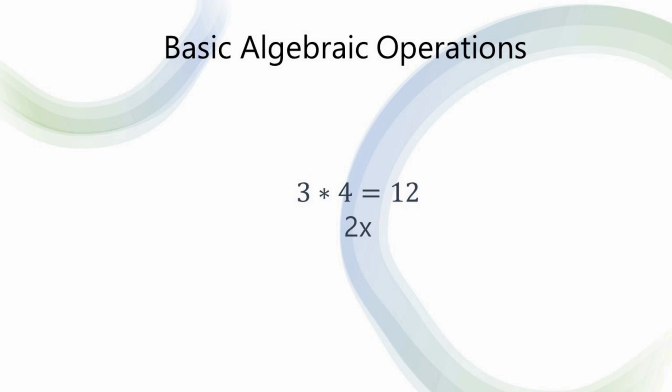In algebra, multiplication plays a crucial role as well. You might come across expressions like 2x, where x represents a variable that stands in for an unknown number. In this case, 2x means 2 times x. It signifies that you should take the value of x and multiply it by 2. Algebra often deals with variables, and multiplication is a powerful tool to express relationships and calculate results when these variables are involved.